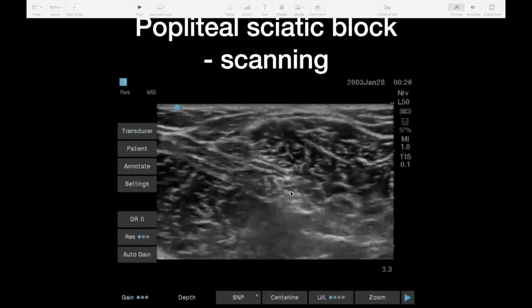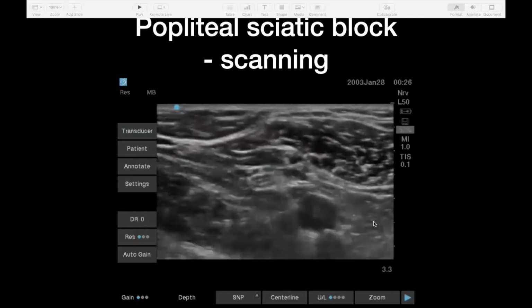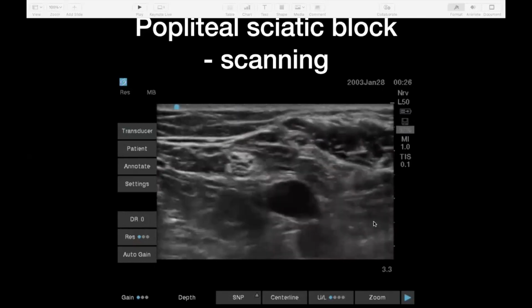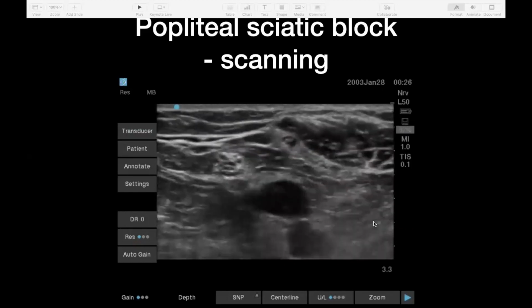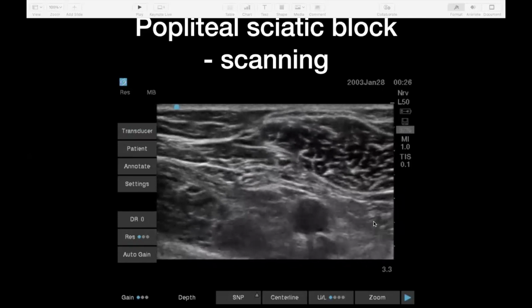Here, I can convince you that this is the nerve still all as one, just starting to divide, but it's still all one here. I'm going to scan down the leg and then back up again, just to show the nerve dividing and the two components spreading apart. And then coming back up the leg, they'll join together again. And then I'm trying to find an optimal place to perform the block.